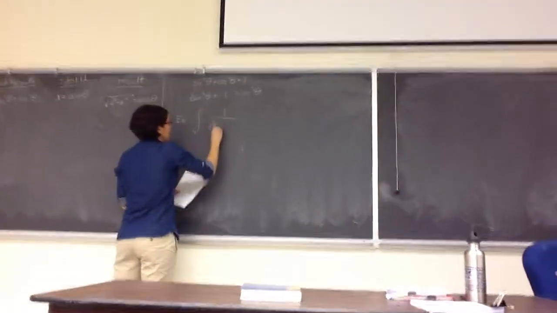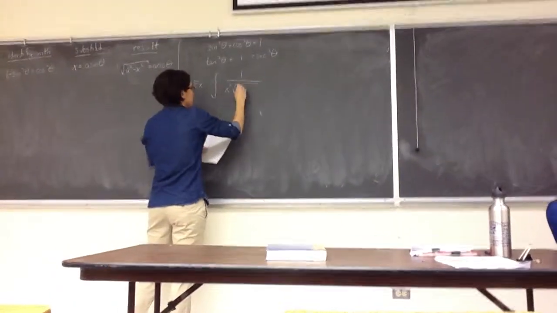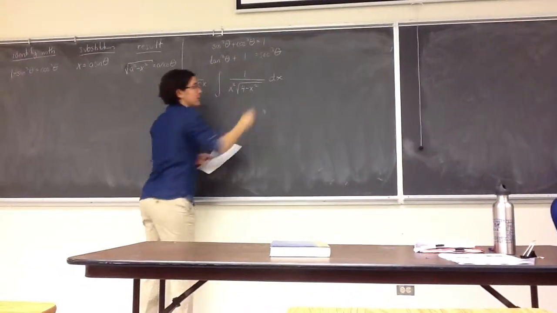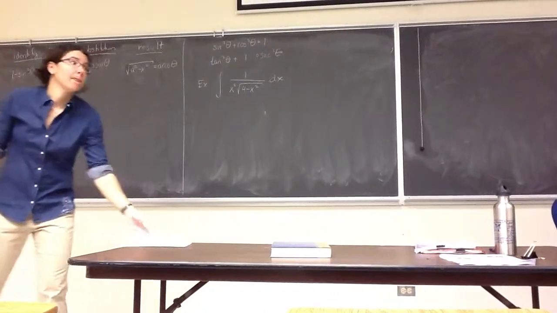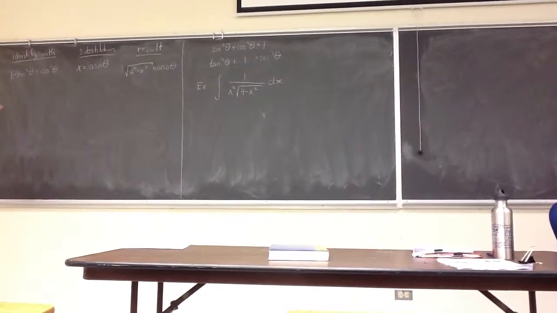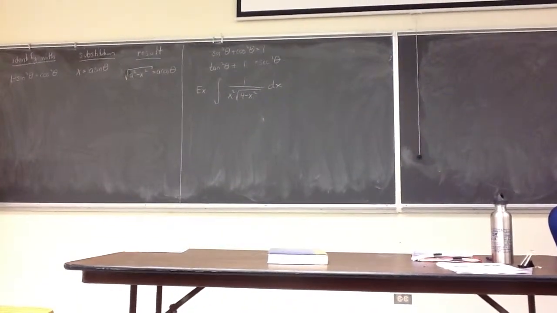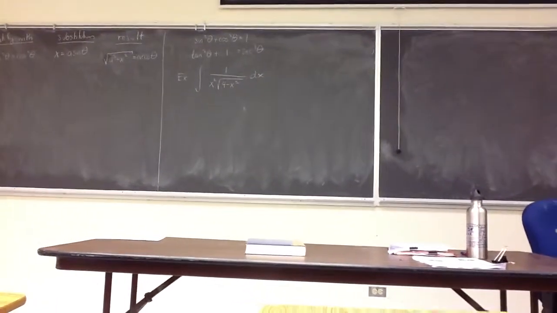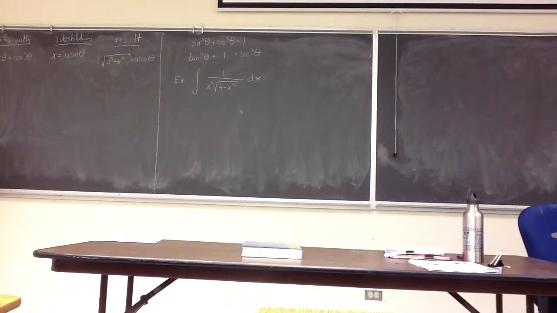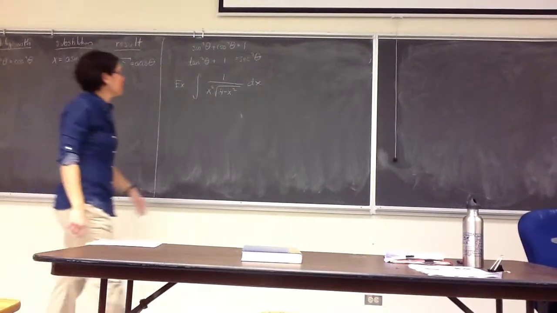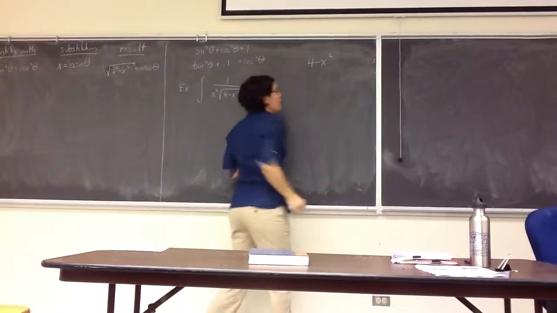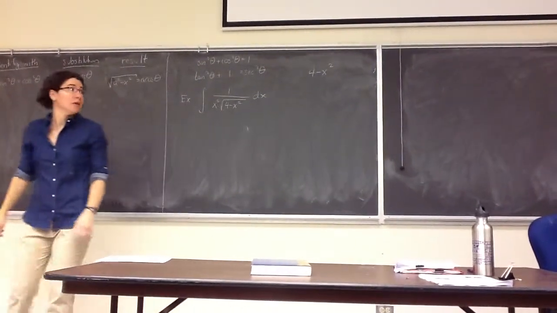For x squared times the square root of 4 minus x squared dx. So the form we're focusing on here is the square root of 4 minus x squared. So our form is the square root of a squared minus x squared. Alright, so I'm looking at the 4 minus x squared up here.